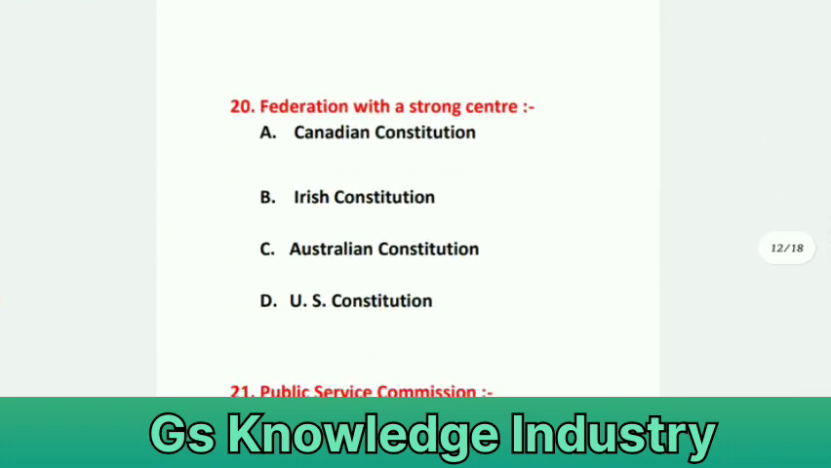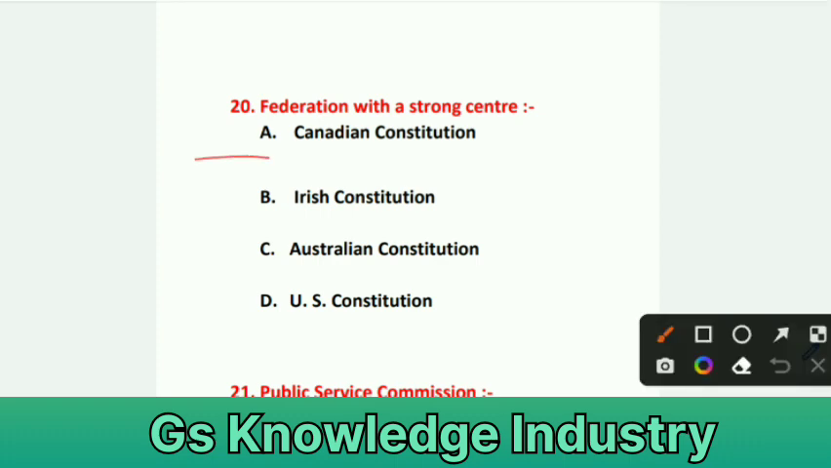20 number question. Federation with a strong center has been came from which constitution? Option A. Canadian Constitution. Option B. Irish Constitution. Option C. Australian Constitution. Option D. US Constitution. Here the right answer is option A. Canadian Constitution. Federation with a strong center. This system has been came from Canadian Constitution.